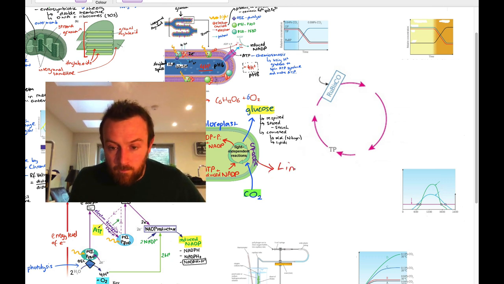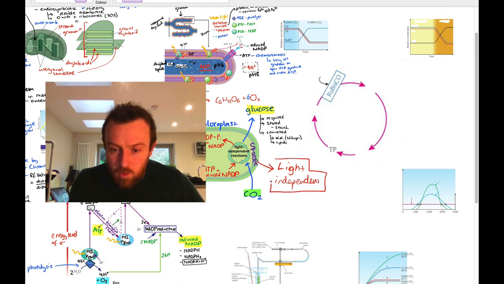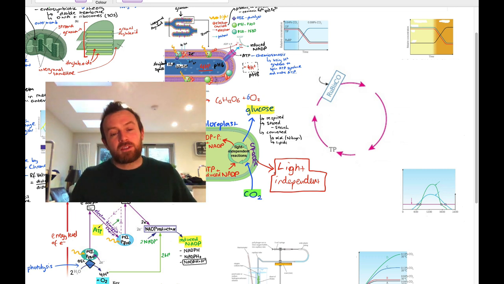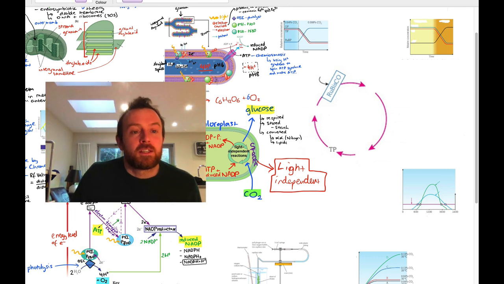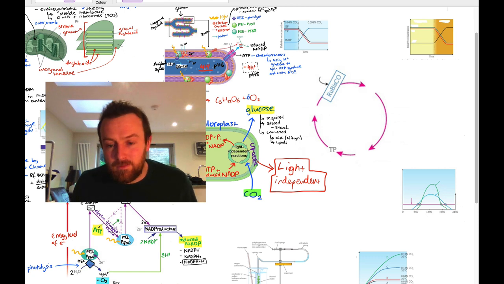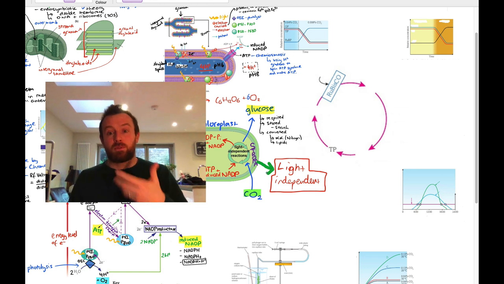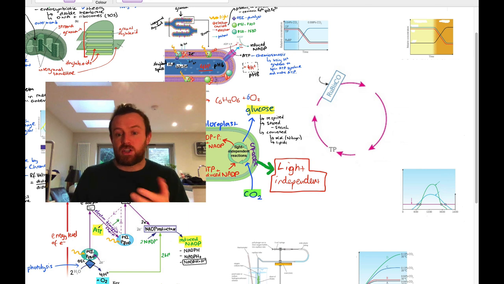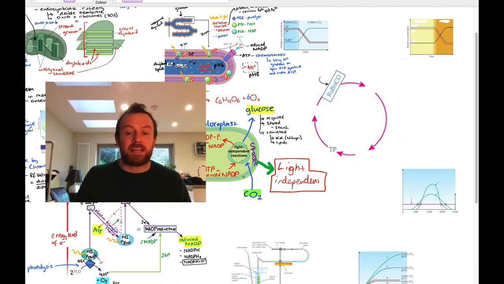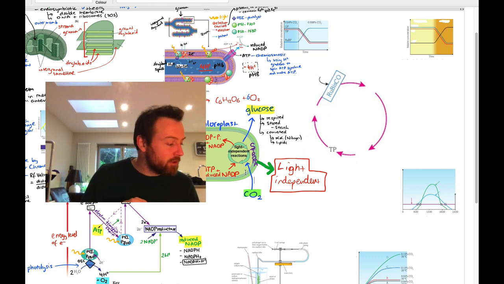So, light-independent. Is mainly this side. Now, we don't call it the dark stage. In some old books, you'll see it called the dark stage, but we don't really call it that because it happens in the light, and it does actually need products of the light-dependent reaction to proceed. It can't proceed very much in the dark at all because these things that it needs, ATP and reduced NADP, quickly run out.